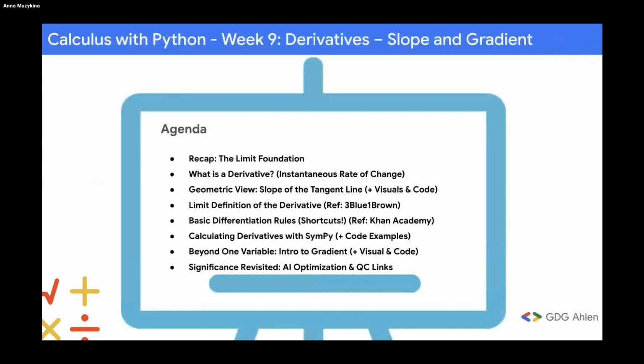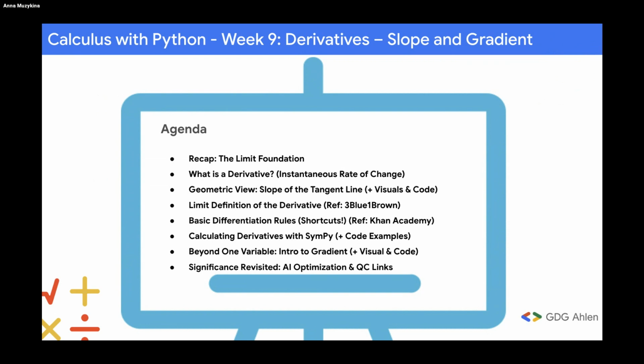So, here's our roadmap for today. We will quickly recap why limits are essential for understanding derivatives. We will define the derivative conceptually as the instantaneous rate of change. We will spend time on the geometric interpretation: the derivative as the slope of the tangent line to a curve, and visualize this with Matplotlib.